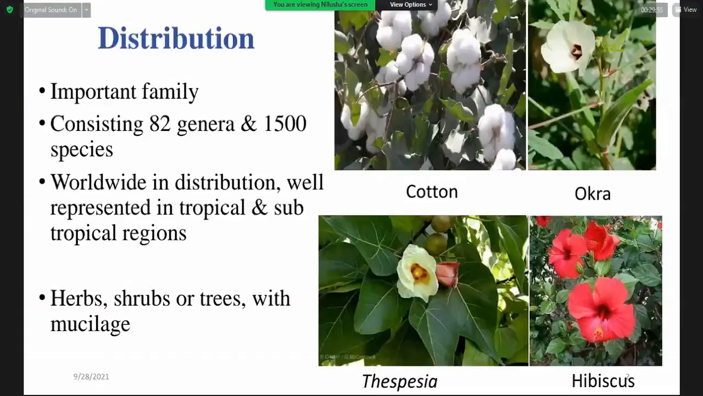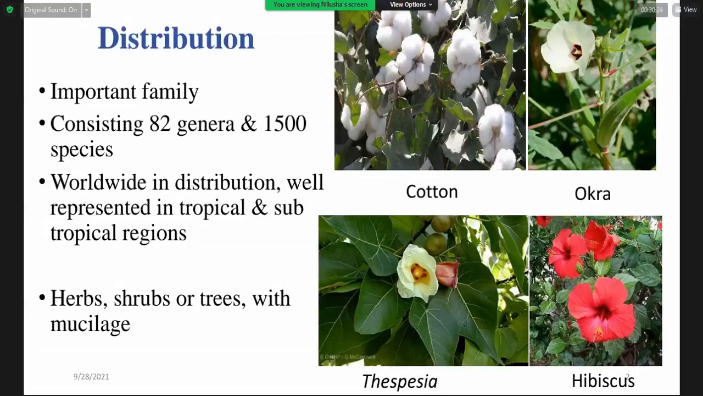In the Malvaceae family, we include these plants. I think you all know about okra, hibiscus, cotton, thespesia. These plants are included in the Malvaceae family. It consists of 82 genera and 1,500 species. This family has worldwide distribution.